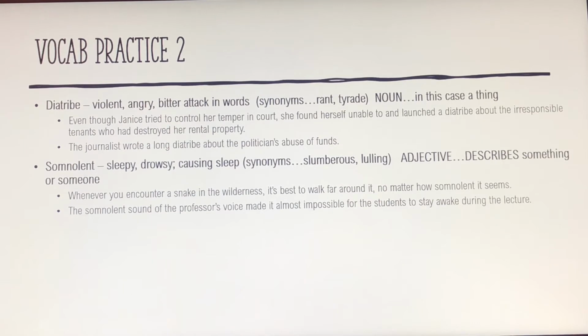Okay, so sentence 1 says, whenever you encounter a snake in the wilderness, yikes, it is best to walk around it, no matter how somnolent it seems. Okay, so I'm coming up on a snake, and this is telling me that I better not walk close to it, even if it seems somnolent. So here, it means even if the snake seems sleepy, right, or seems drowsy. So this first sentence matches the first part of that definition.